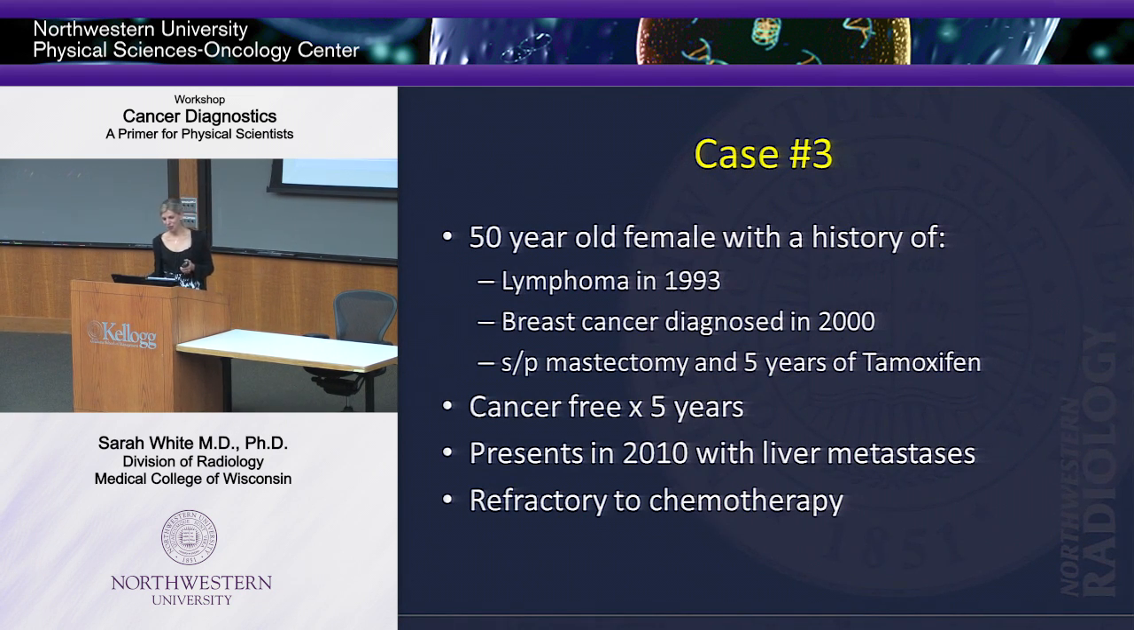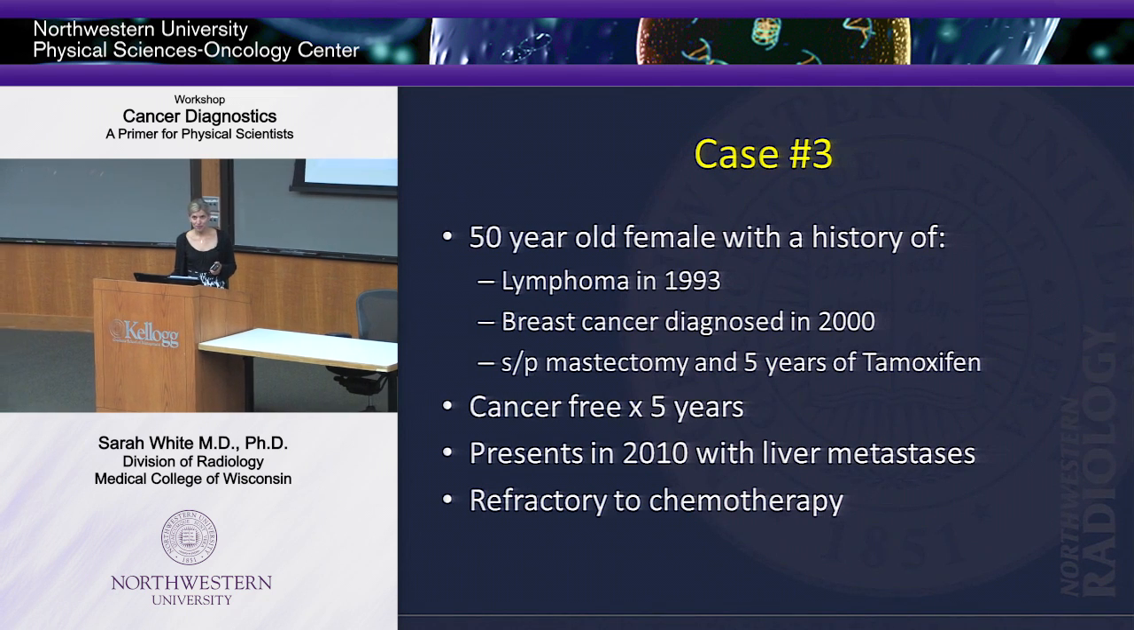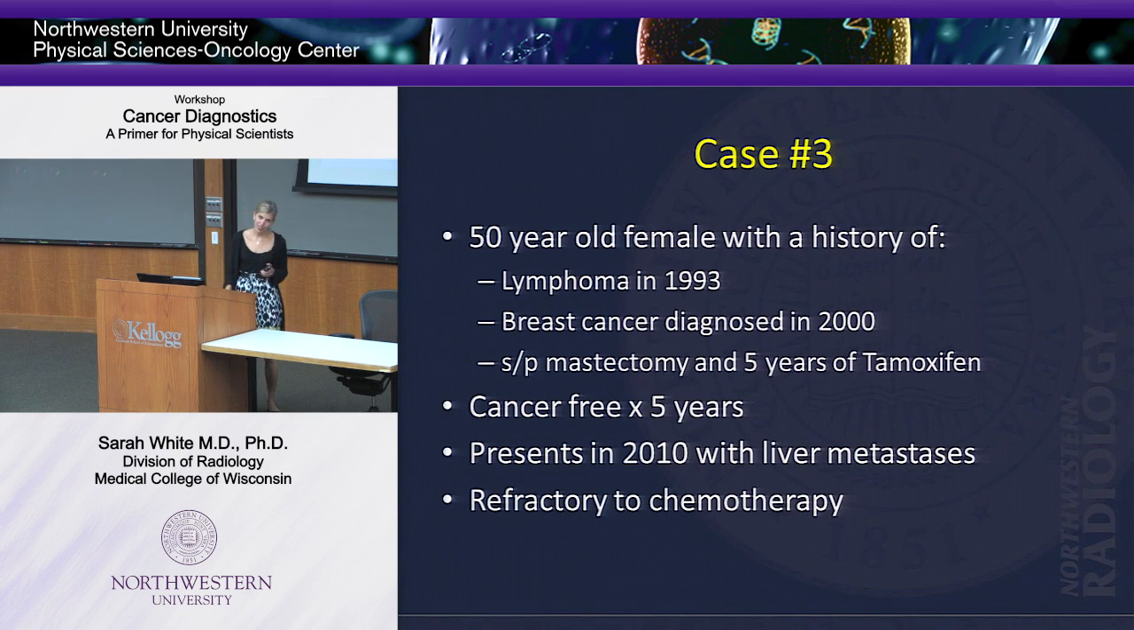So case number 3. It's a 50-year-old female with a history of lymphoma. Talk about bad luck. She had lymphoma in 1993. She gets over that. 2000, she has a mammogram. She has breast cancer. So they do a mastectomy. They take off her breast, and they treat her with tamoxifen. And she's cancer-free. She gets on tamoxifen for 5 years, 2005. She's done. I'm cancer-free. She's not.